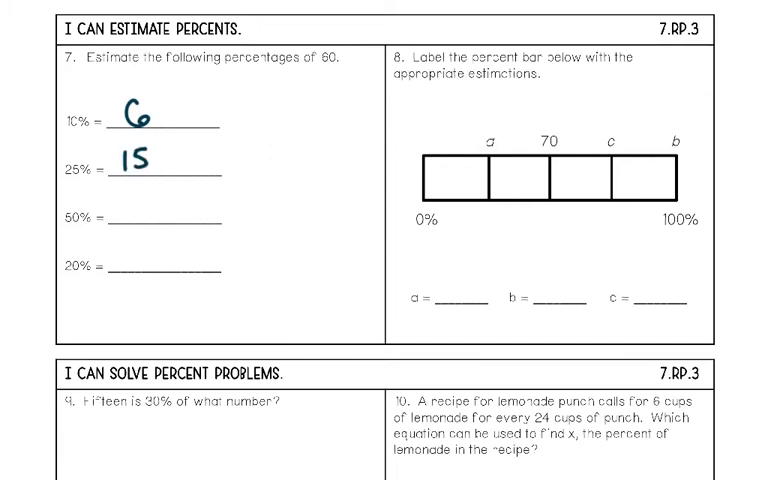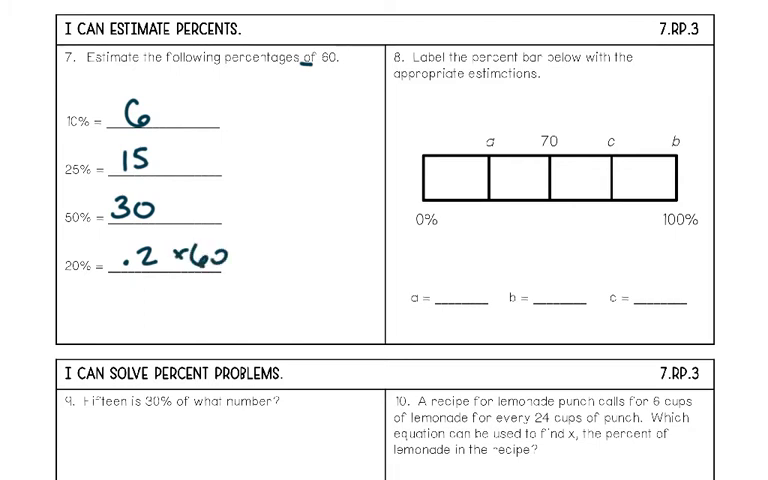To find 50% of 60, you could take 0.5 times 60, since of means times. But I also know that 50% is half. So since I'm looking for half of 60, I could just take 60 times 1/2, or 60 divided by 2. Either way, I get 30. And then last one, 20% of 60 is like 0.2 times 60.